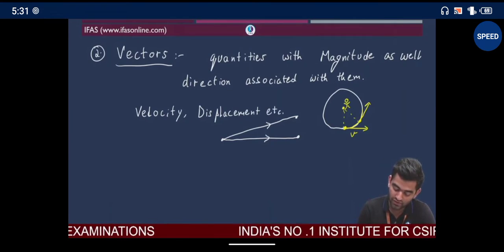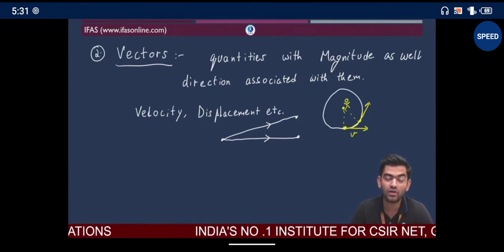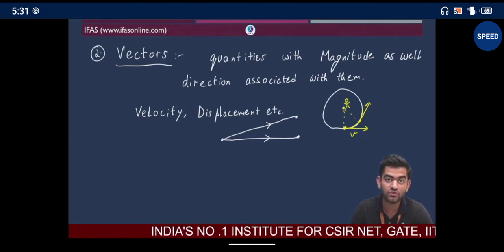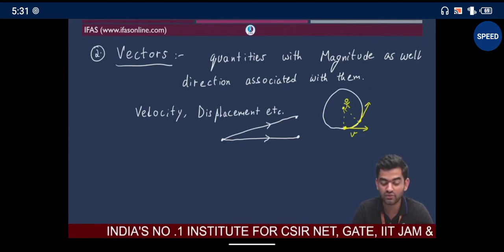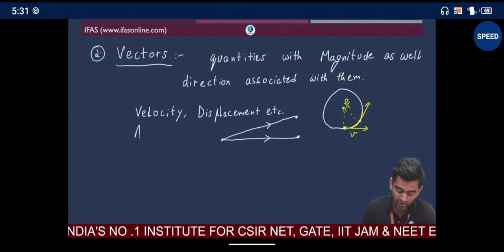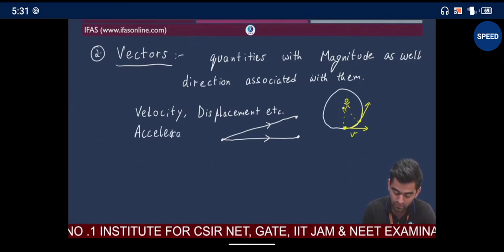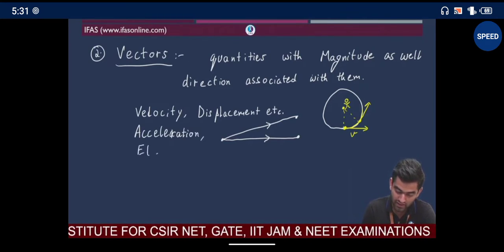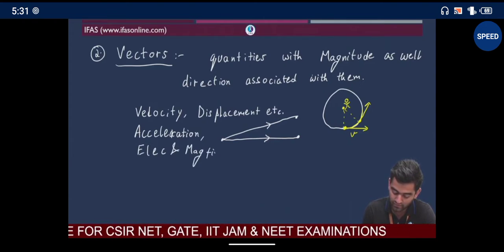So these are two examples of vectors: velocity and displacement. Quantities which are not associated with a direction are called scalars. And there are some other vector quantities you can associate with them. Acceleration also has direction associated with it. Electric and magnetic field, and momentum too.